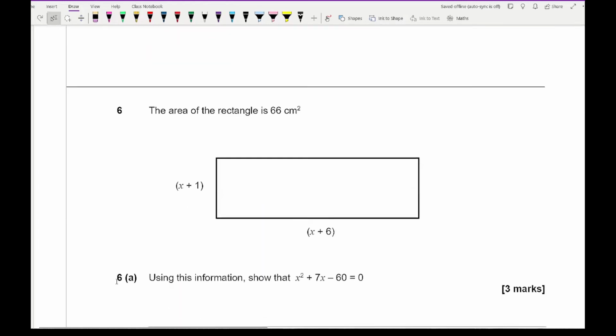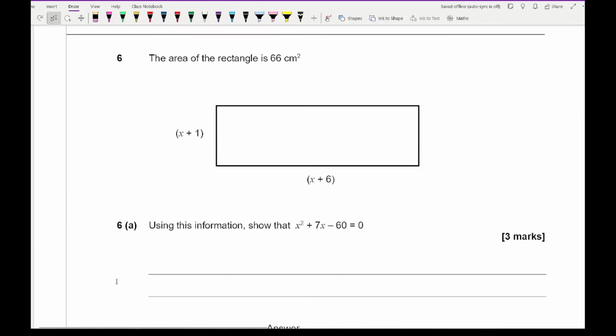Moving on to question 6, it says that the area of the rectangle is 66 centimeters squared. Using the information, show that x squared plus 7x minus 60 equals 0. So to work out the area, what I've got to do is multiply these two lengths together. So I've got x plus 1 multiplied by x plus 6, and that equals the area of 66.